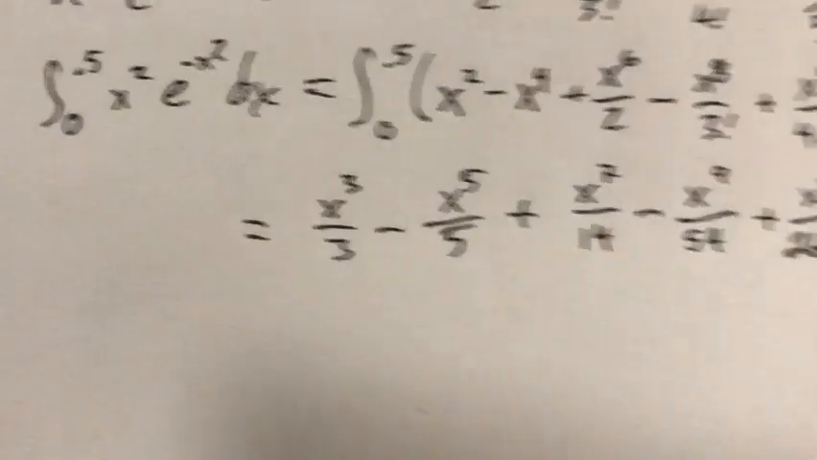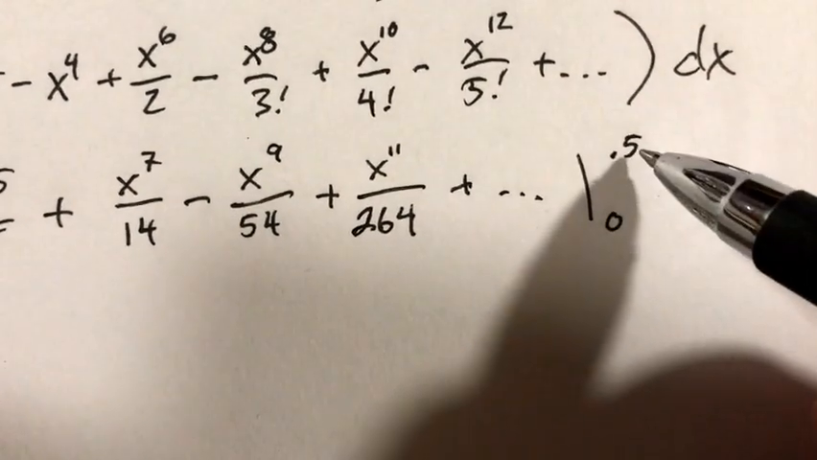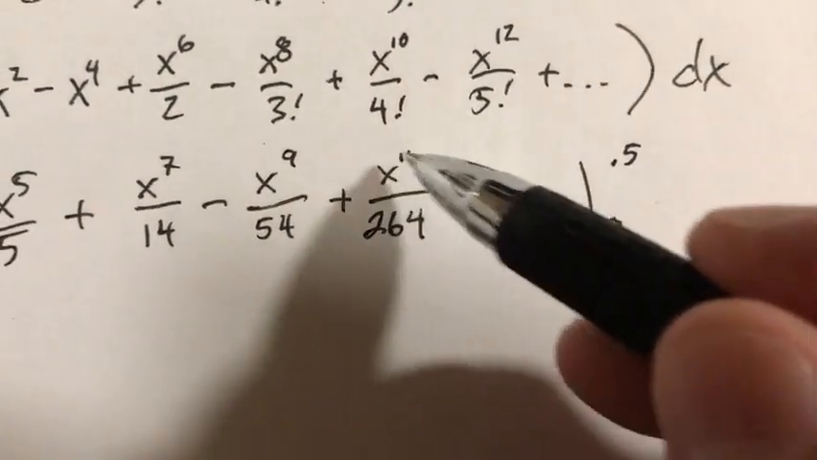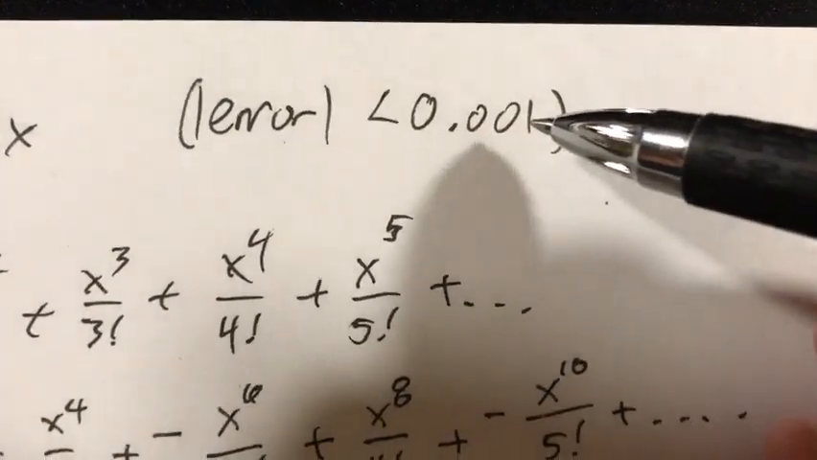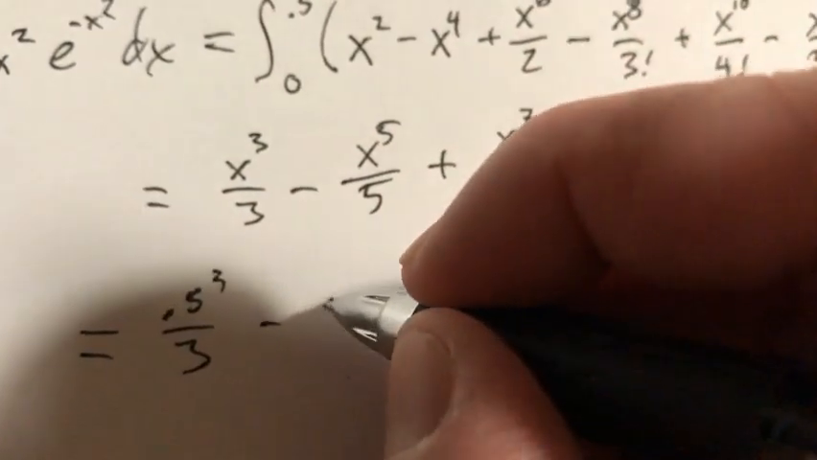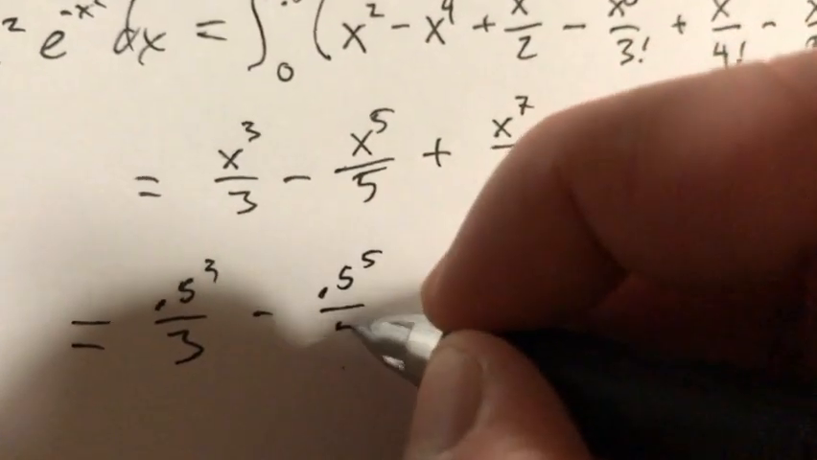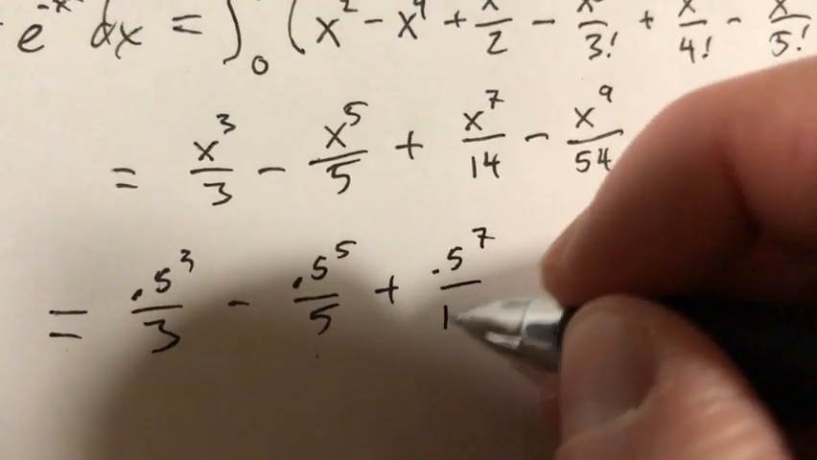Of course, when we plug 0 into this, we're just going to get a whole bunch of 0, and I'm guessing when we plug 0.5 into this, this is going to be a term that's smaller than that error that they asked for in the first place, 0.001. But let's find out. We're going to plug in 0.5 to the third over 3 minus 0.5 to the fifth over 5 plus 0.5 to the seventh.